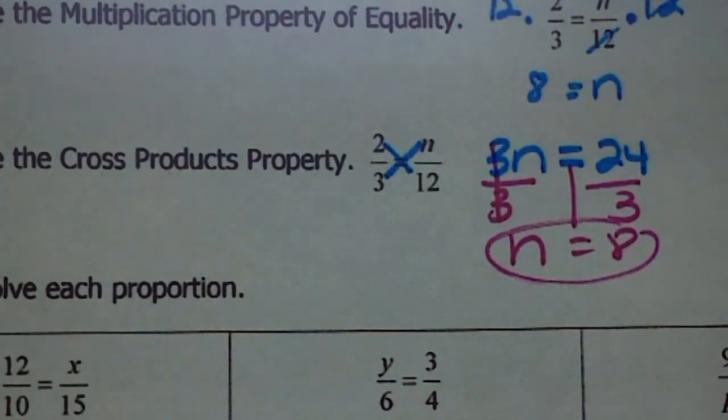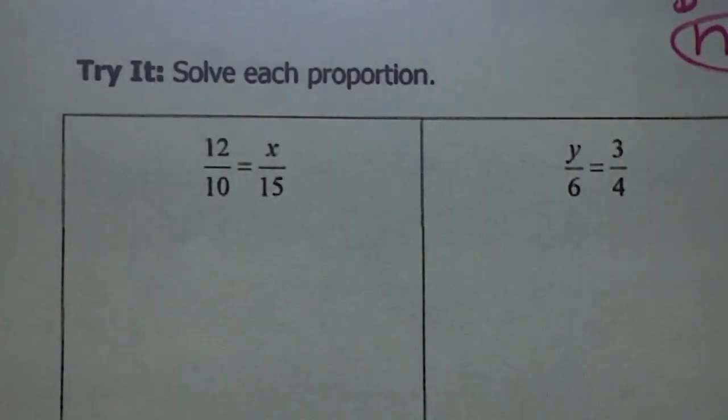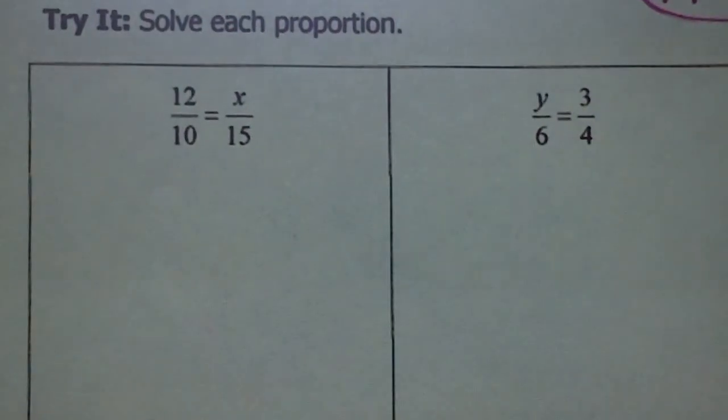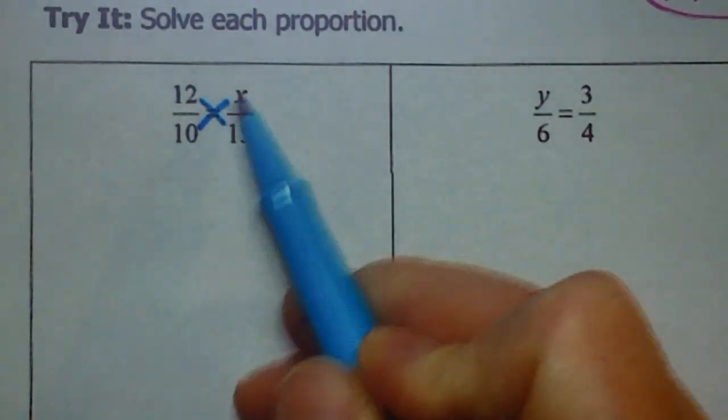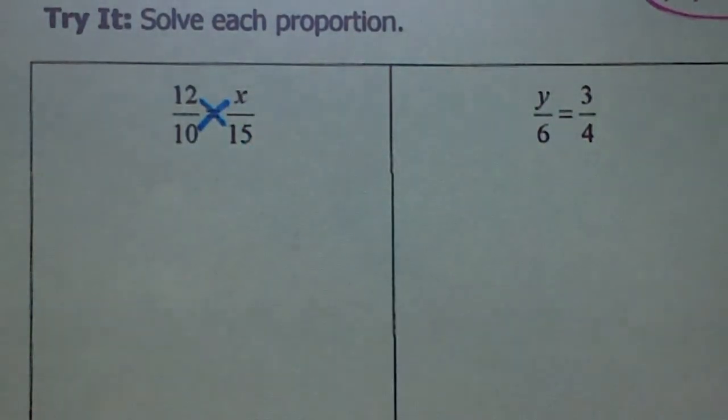But the other ways work well when some of them are obvious, like 3 times what is 12. But if you look at our first example here, 10 times what is 15 isn't the easiest thing to figure out in our head, is it? Right? So that's where I would say, just go to the cross products property. So to use this property, we're saying that whatever 10 times x is, that 12 times 15 equals the same thing.